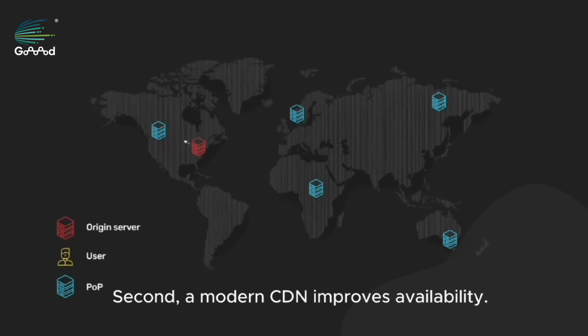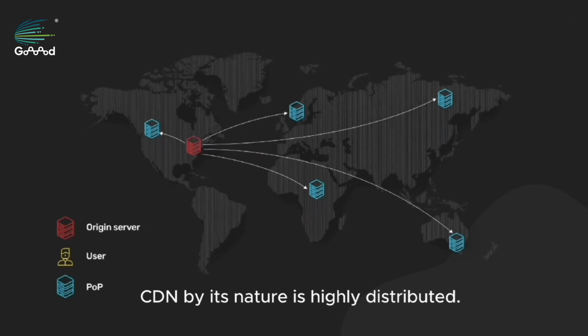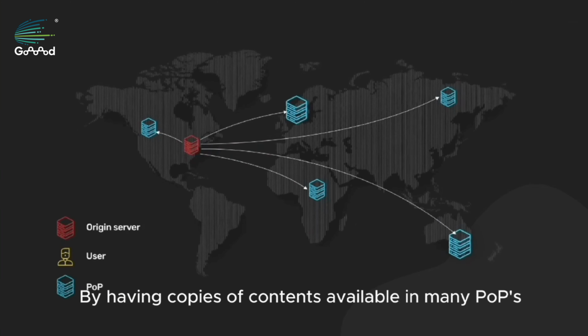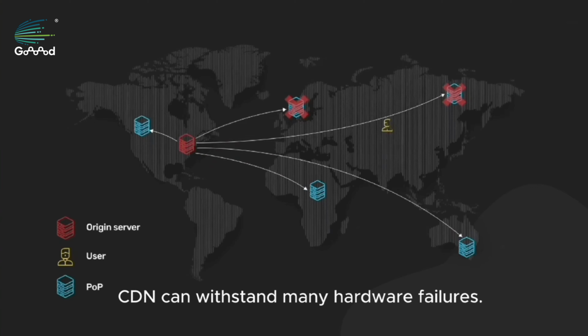Second, a modern CDN improves availability. CDN by its nature is highly distributed. By having copies of contents available in many POPs, CDN can withstand many hardware failures.